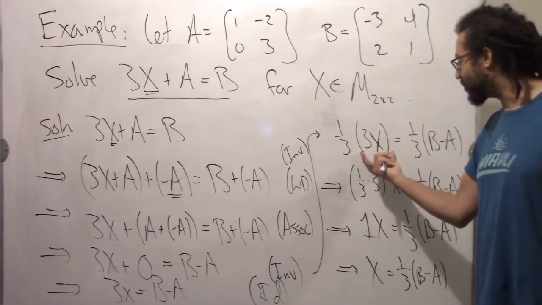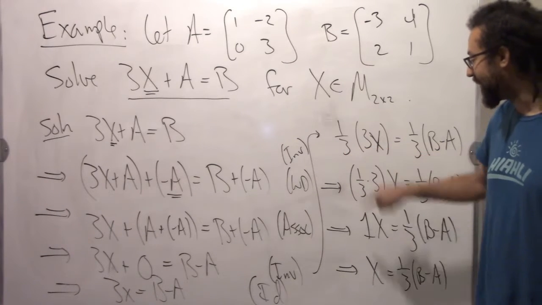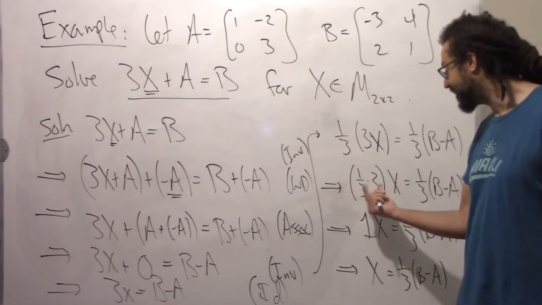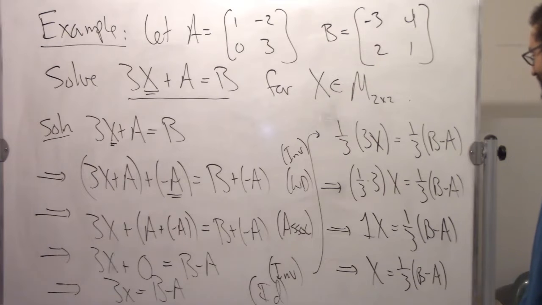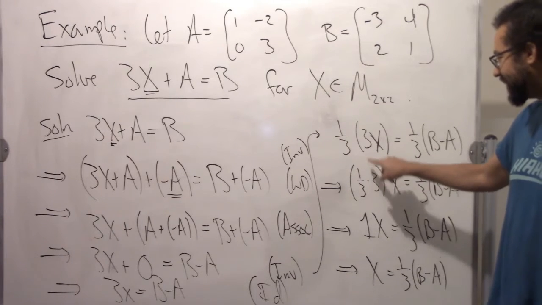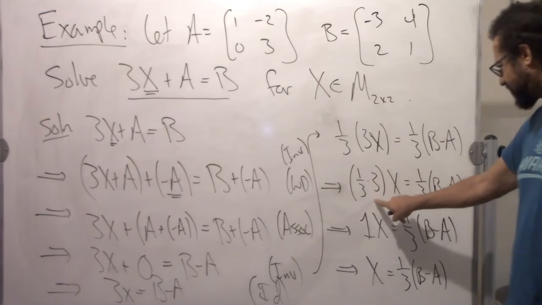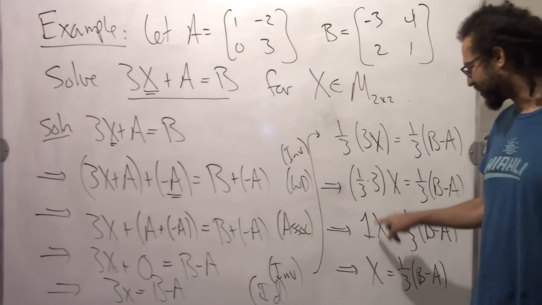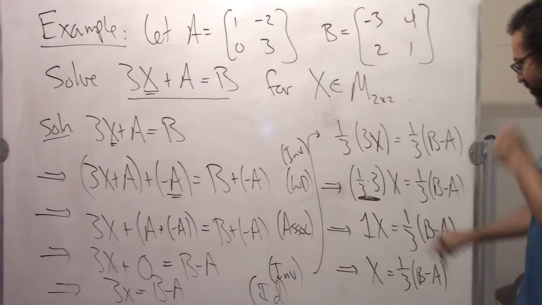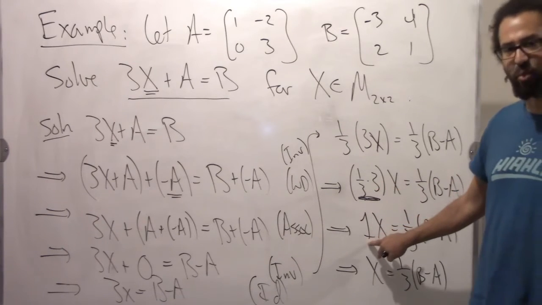So now I can reassociate. Remember, scalar times a matrix and then multiply by a scalar is the same thing as multiplying the two scalars first and then multiplying the result by the matrix. So that's just that associative property that scalar multiplication looks associative. So now what's 1/3 times 3? Well, now this is an operation in the real numbers. So 1/3 times 3 is just 1.